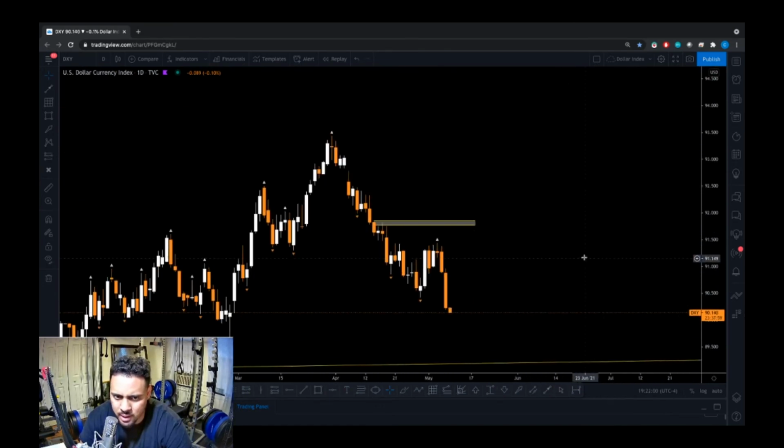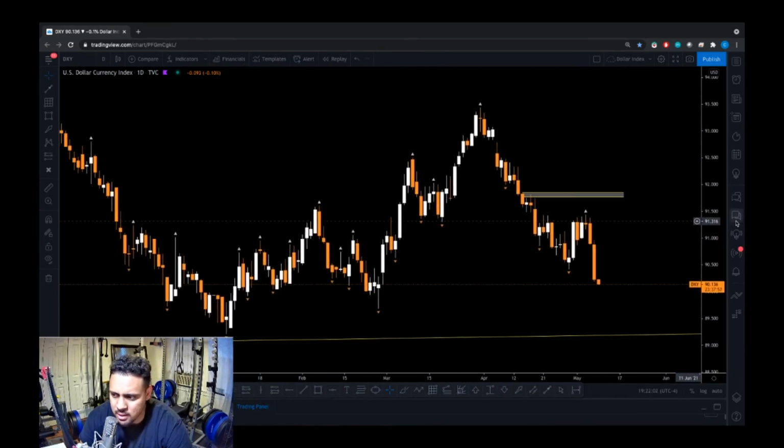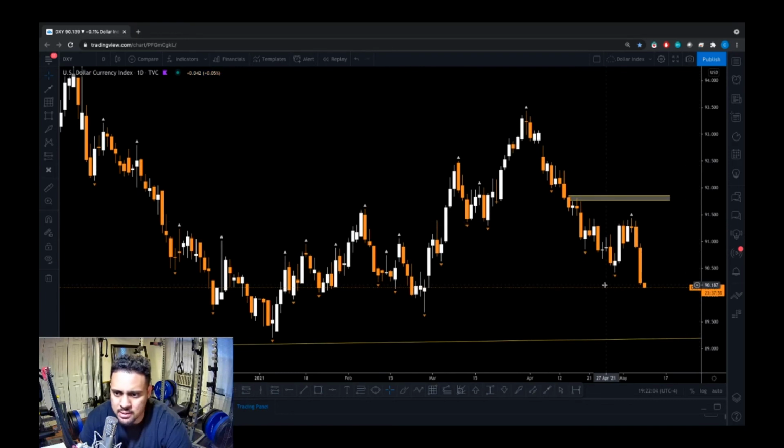because this is where it's at right now. This is what you're looking at. Look at how the daily closed recently. We broke structure right here. This is a break of structure. Bam, break of structure. Look at that, clean, and it closed as such.